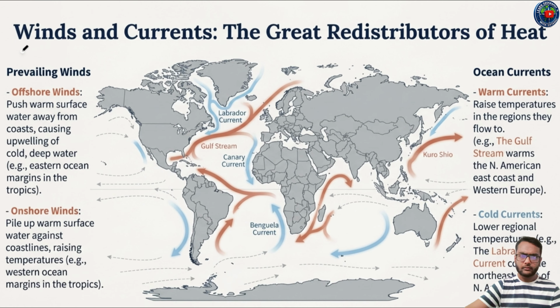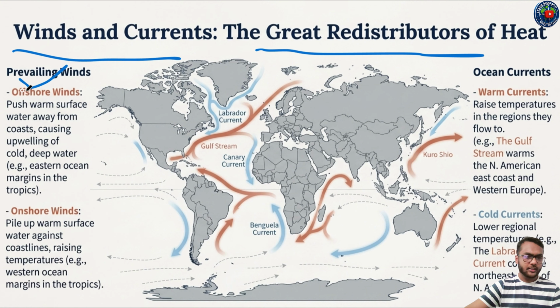Now, winds and currents. The great distribution of heat: prevailing winds. Offshore winds push warm surface water away from the coast, causing upwelling of cold deep water. Example: eastern ocean margins in the tropics. Onshore winds pile up warm surface water against coastlines, raising temperatures. Example: western ocean margins in the tropics.